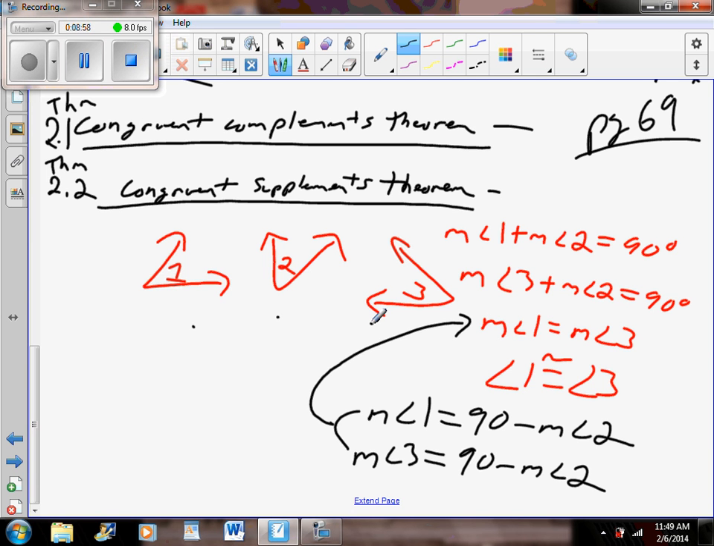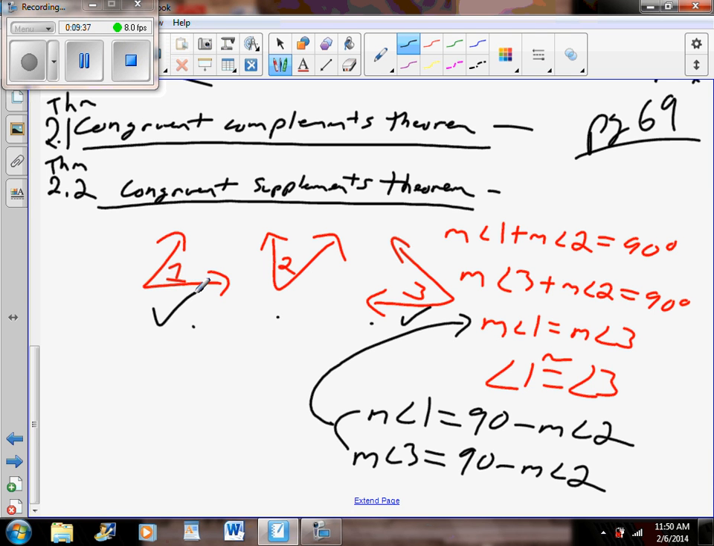Okay? If 1 plus 2 is 90, 3 plus 2 is 90, then angle 1 and angle 3 must be equal. So these 2 angles must have the same measure, because both of them, when combined with angle 2, create 90 degrees. That's the idea behind the congruent complements theorem. And it's the same way with the congruent supplements theorem. You're just talking about angles whose sum is 180 instead of 90. Okay? Now, I want you to keep in mind here, and I don't want you to get bored with this, but keep up with these little finer points because it will help you in solving some of the problems that you have for homework.